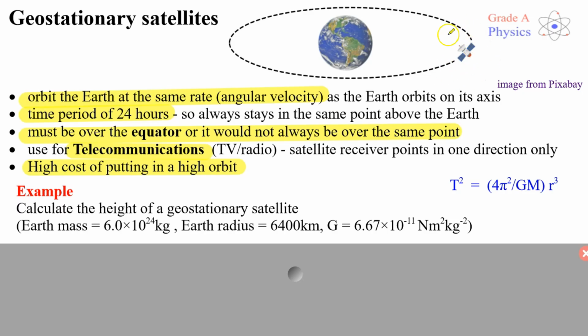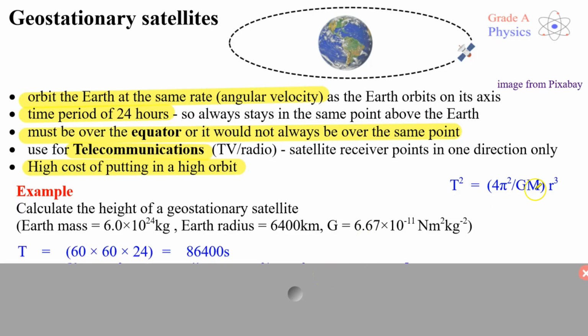There'll be hundreds, if not thousands, of these things orbiting above the equator. So our standard question is calculate the height. So where is this orbit? We're going to use Kepler's third, and we're going to make R the subject. So we're going to have to find the cube root. But before we do that, we need to know what the time period is.